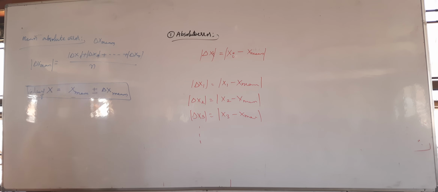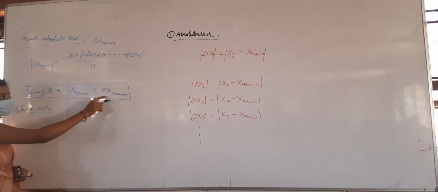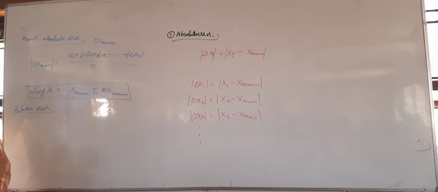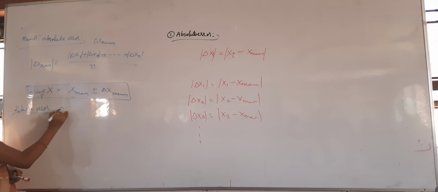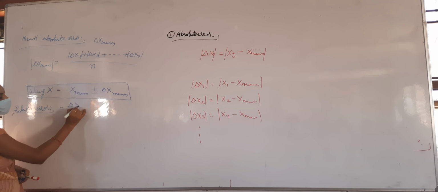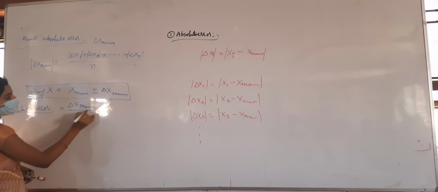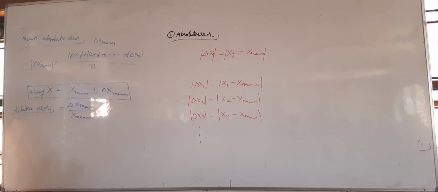What is the meaning of relative error? Any idea? The ratio of delta x mean to the x mean. The ratio of mean absolute error to the mean value is known as the relative error. Relative error is equal to delta x mean divided by x mean. That is the relative error.